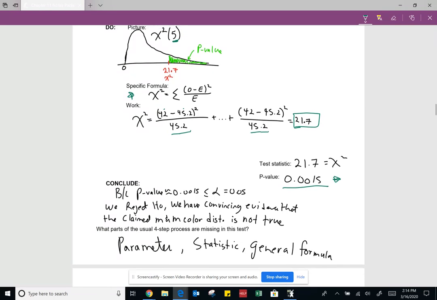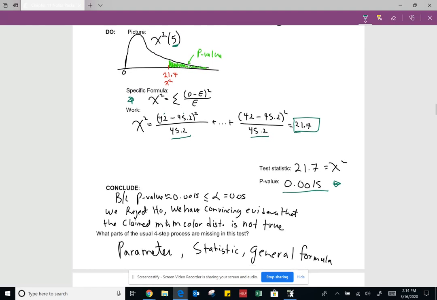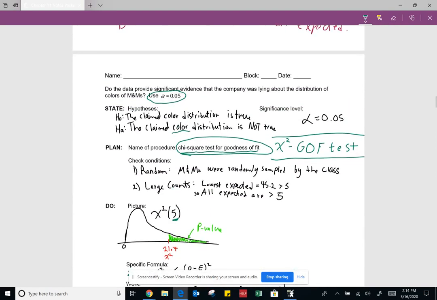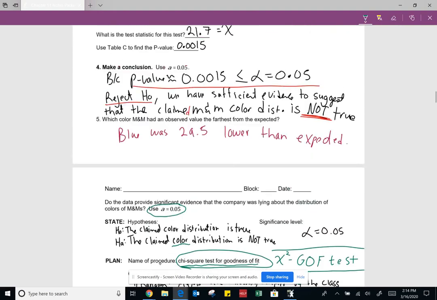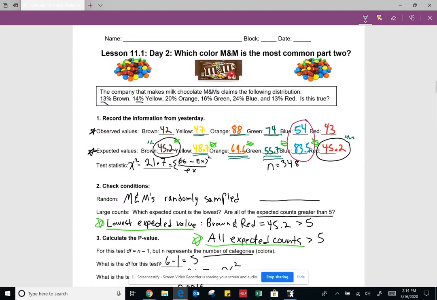And just like a little follow-up to see if you noticed anything that was missing, what parts of the four-step process are missing? Well, we don't have a parameter in this case. We don't have a mu is the true mean, or p is the true proportion of something. Instead, we're just trying to find out what they're claiming, the percent of brown M&Ms, is that true? Is the percent of yellow, is that true?